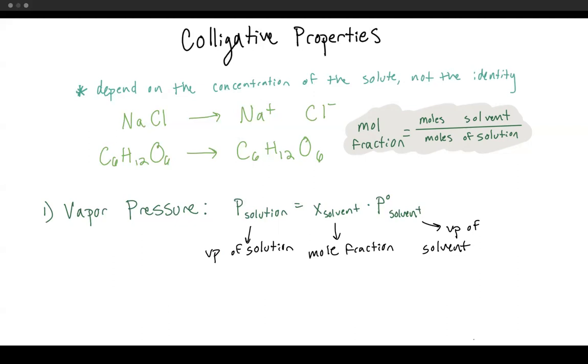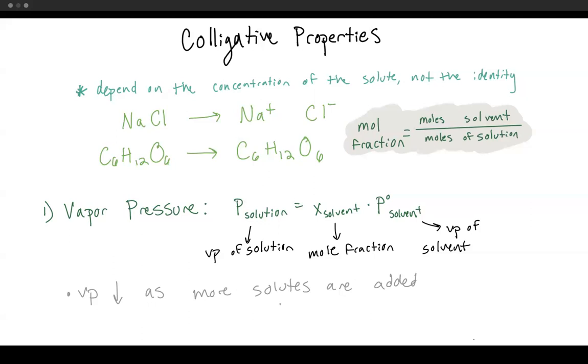So just remember when you're solving vapor pressure problems that you have the moles of your solvent on top and then the moles of the solution on the bottom. That's the mathematical way that we can solve vapor pressure. Now let's think of it from a very simplified conceptual stance. Our vapor pressure is going to lower as more solutes are added.